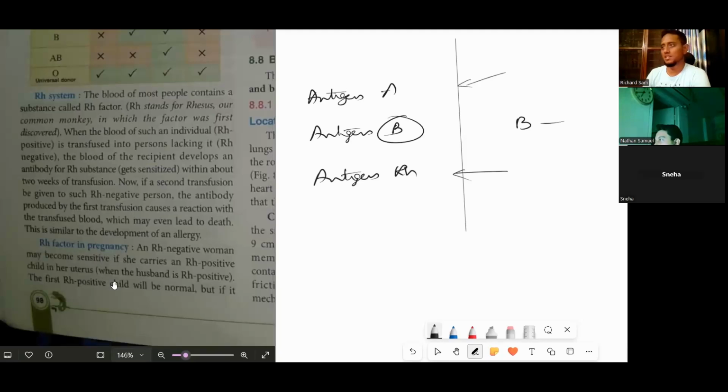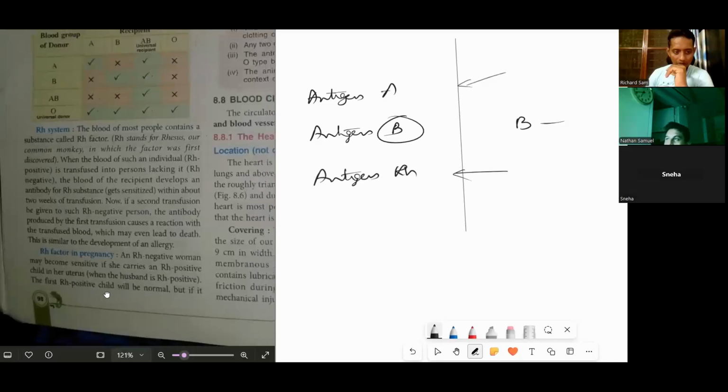What about pregnancy? If the mother is negative and the child born is positive, then the mother's blood gets sensitized. That means a second baby that is born can kill the mother because the mother's blood is already sensitized. But this only happens if the blood is mixed, okay? Otherwise nothing will happen, which is a very rare occurrence.